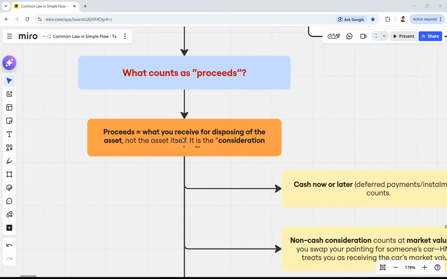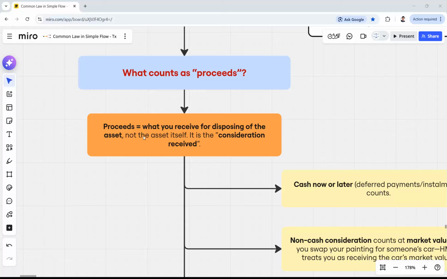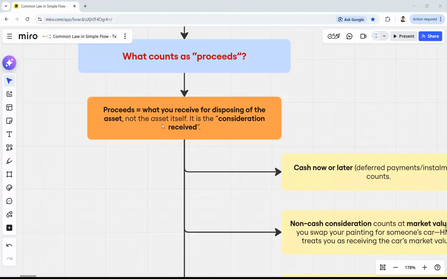Proceeds are what you receive for disposing of the asset. So it's basically the payment that you receive for disposing of your asset. If you sell something, then you receive something in return, and we are calling that consideration received. So proceeds is not the asset itself, but what you receive when disposing of the asset.